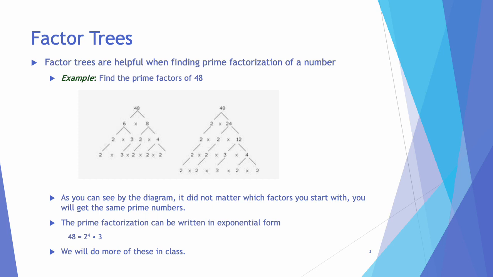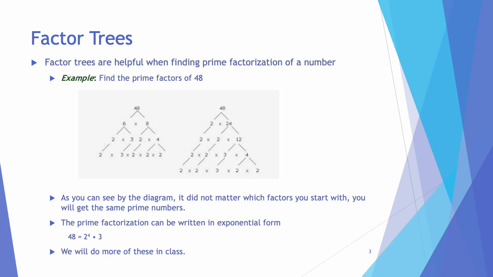So let's look at those numbers. 2 and 3 are prime, but 4 is not. So I have to go another level, and I just bring down the 2 and the 3 and the first 2, and then I have to break 4 into its factors, which is 2 times 2. So now all the factors are prime. So the prime factorization of 48 is 2 times 3 times 2 times 2 times 2, or it could be written as 2 to the 4th times 3.